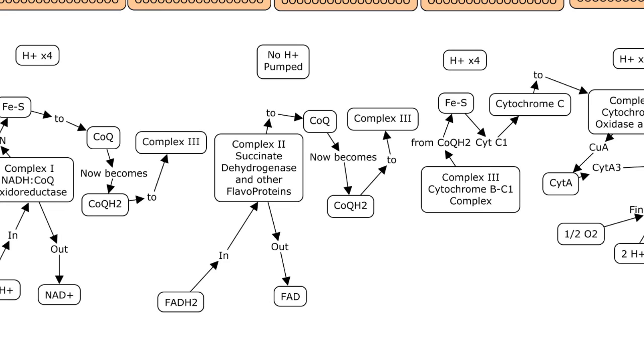Now it's important to note that in this complex, there are no protons pumped from the mitochondrial matrix into the intermembrane space. Now that's important to note. No protons here are getting pumped. One of the reasons is complex 2 doesn't span the whole membrane like the other complexes do.